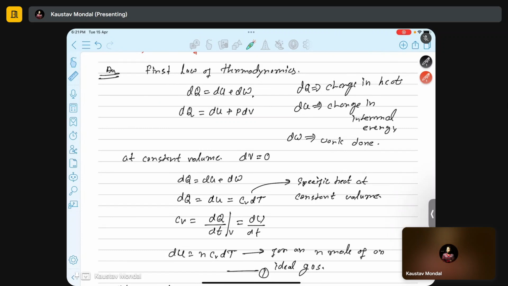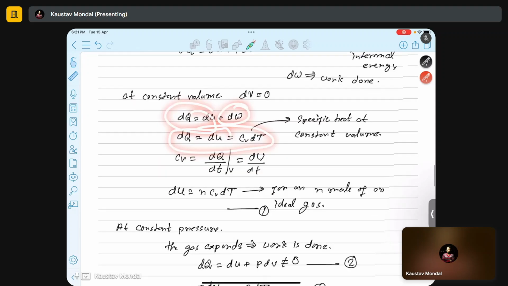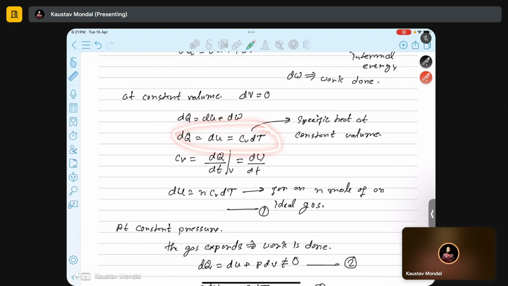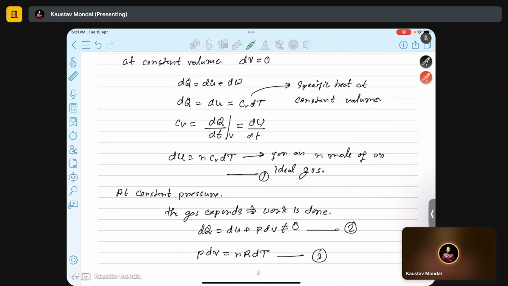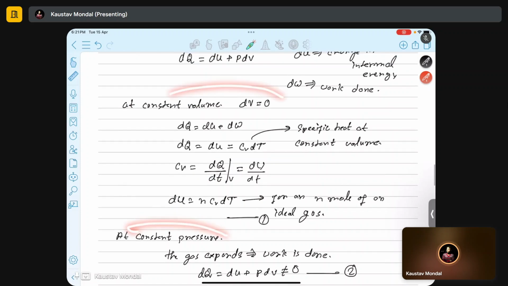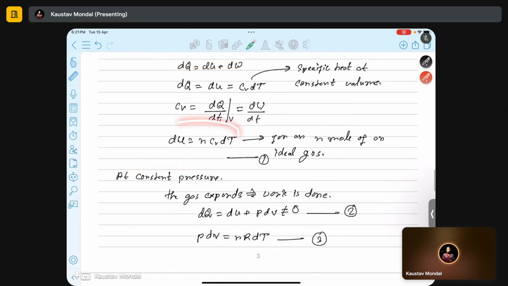Starting from the first law of thermodynamics, the first case we are considering is at constant volume, right? That means dV equal to 0. So dQ equal to dU plus dW, so dQ equal to dU, which is Cv dT. Now Cv you can write as dQ/dT at constant volume, and dQ/dT is nothing but dU/dT. So dU you can write as n Cv dT. This gives you the expression of dU in terms of n Cv dT. This relation we have to use in later cases.